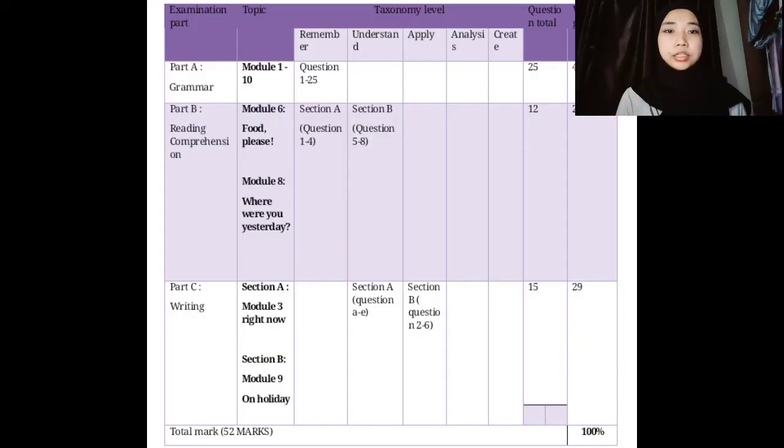For the taxonomy level, section A is understanding, because students need to understand the table and then complete the paragraph according to the table given. And for section B, it is applying. They need to make sentences and apply skills that they have learned in class before. So we go through the exam paper.